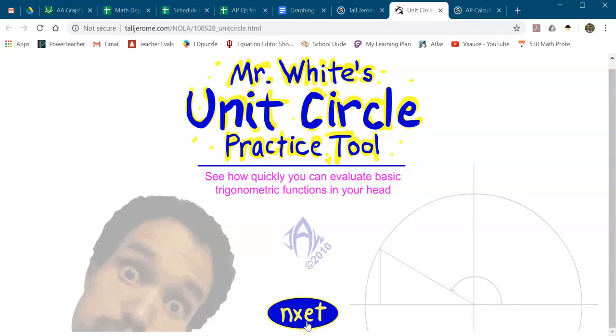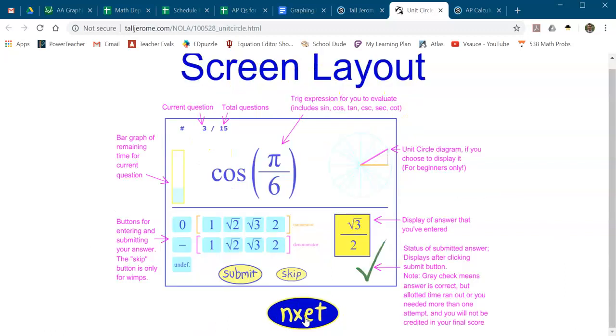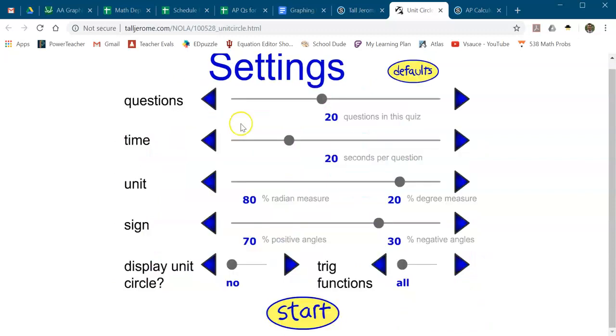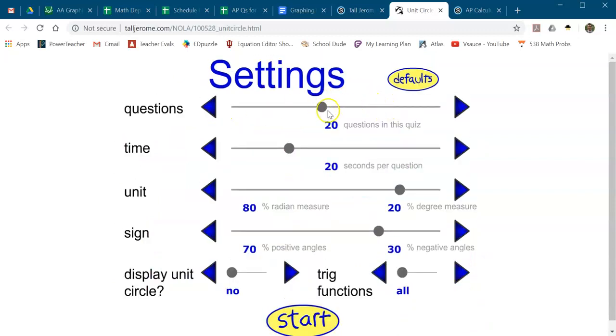Students always get excited about the fact that the letters change places. It's kind of funny. This screen layout tells you everything that you need to know, so if you didn't catch everything that I said in the video, feel free to read this on your own so you know what to do. Okay, here's the setting page. I would do 10 questions to start off, maybe 20 if you want to really go for it.